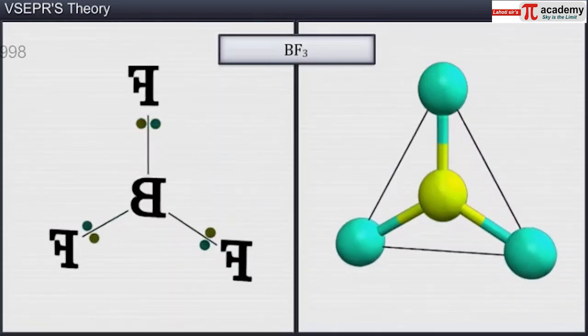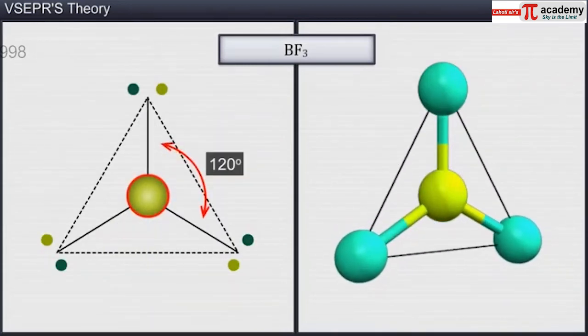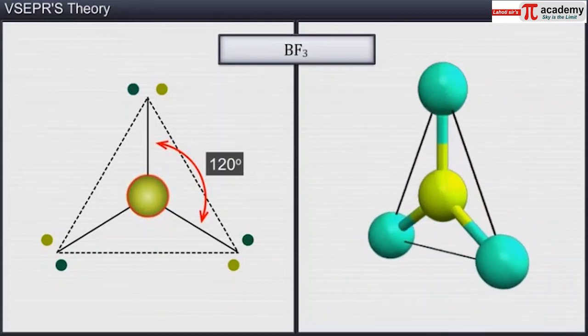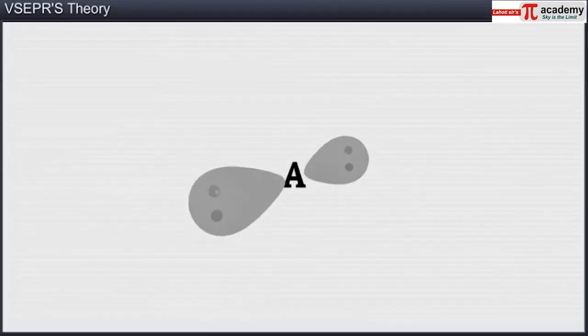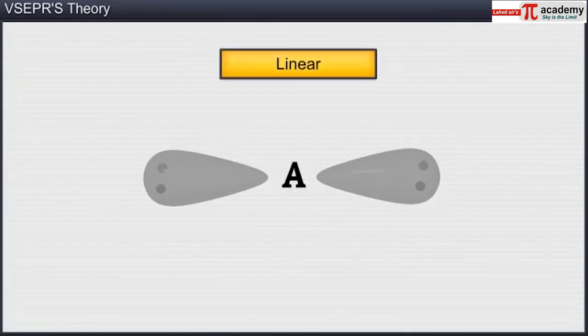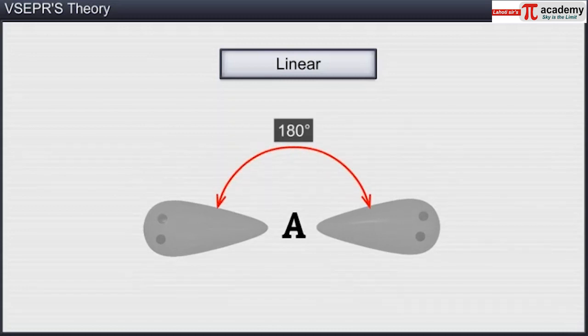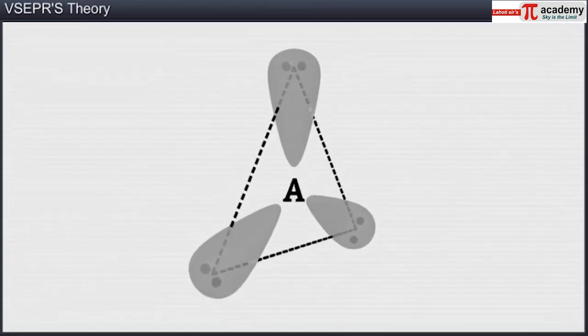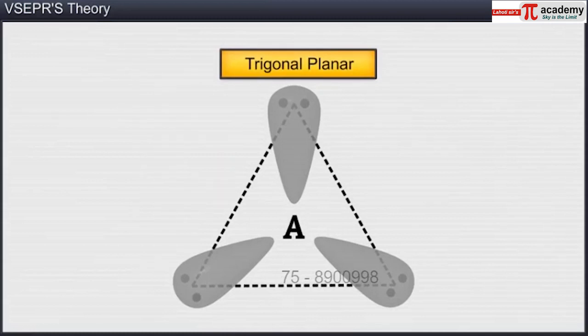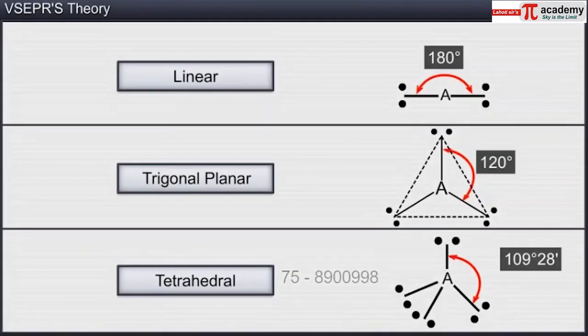The geometry of a molecule in which the central atom does not have a lone pair of electrons will be regular without any distortion. For example, the shape of a molecule with two bonded electron pairs around the central atom will be linear, with a bond angle of 180 degrees. The shape of a molecule with three bonded electron pairs around the central atom will be trigonal planar, with a bond angle of 120 degrees, and so on.